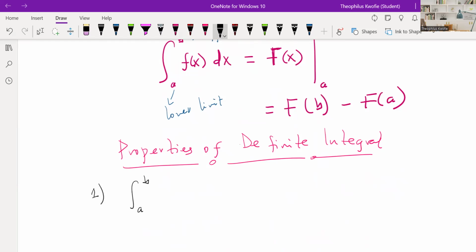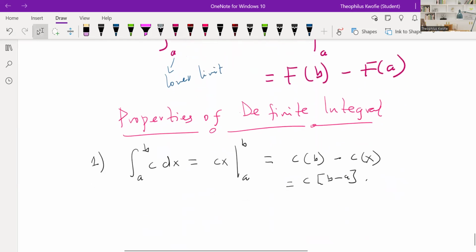So the integral of the constant c will always give us cx, then we evaluate it at the limit a, b. Wherever you see x, we plug in the upper limit, which is b. Then we subtract the case when x is a from the other one. So in that case, we're going to have c multiplying something like this, right? Good. So let's take note of that.